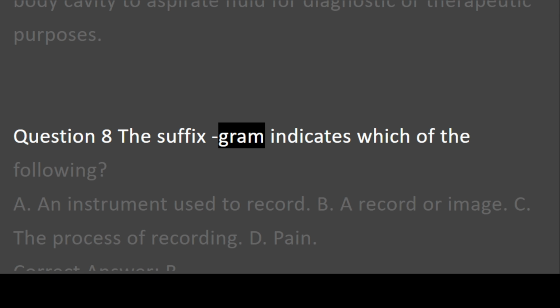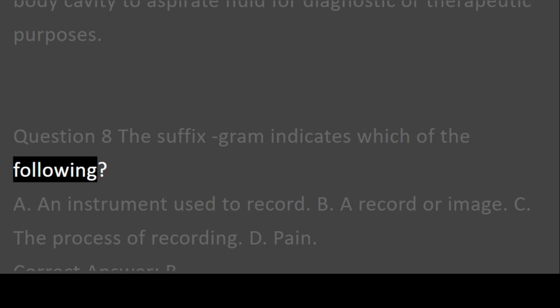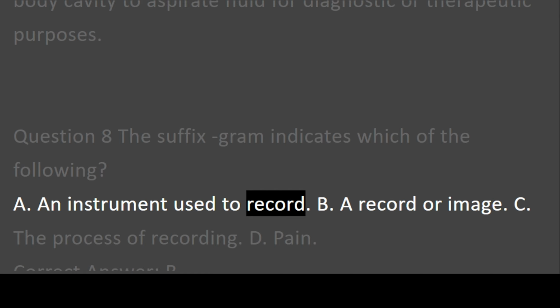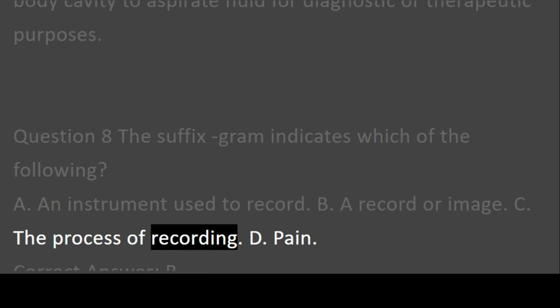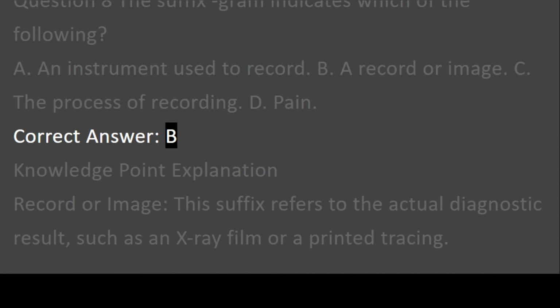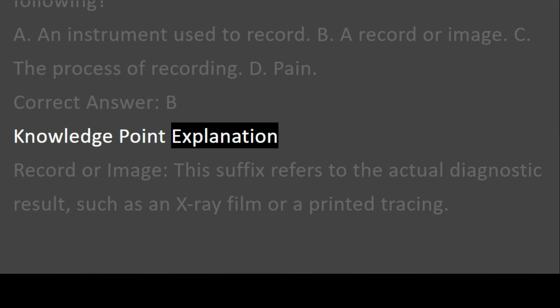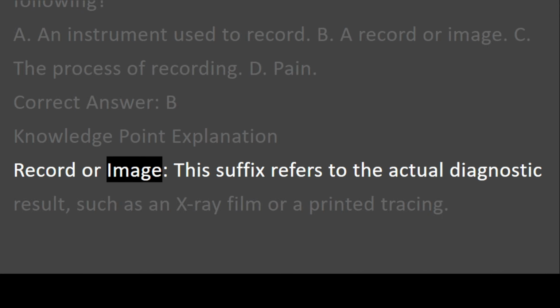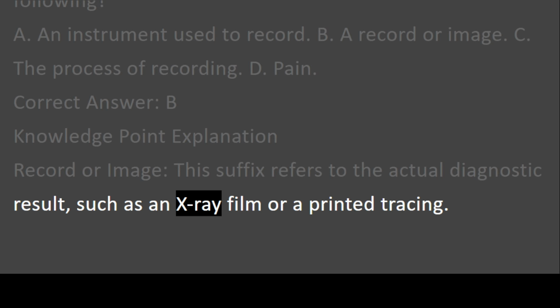Question 8. The suffix gram indicates which of the following? A. An instrument used to record. B. A record or image. C. The process of recording. D. Pain. Correct answer, B. Knowledge point explanation. Record or image. This suffix refers to the actual diagnostic result, such as an X-ray film or a printed tracing.